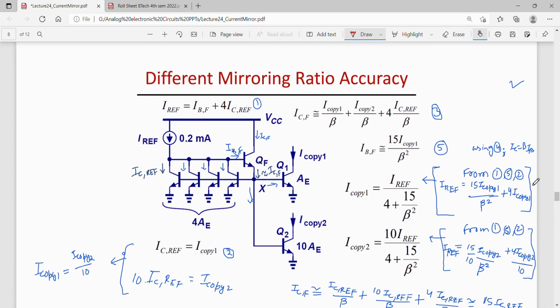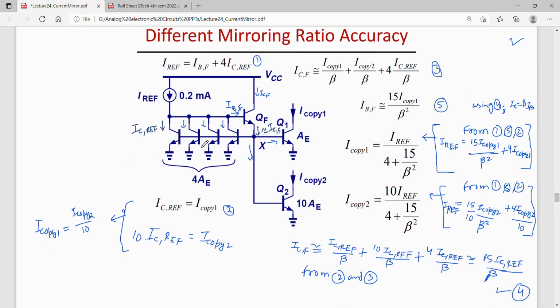Now for this circuit, let us say we have 4 reference transistors connected in parallel, and we have QF also to increase mirroring accuracy. Then we have an emitter transistor Q1, which has an emitter area AE, and another transistor Q2 which has an emitter area of 10 times AE. So now let us try to find out I copy 1 and I copy 2.